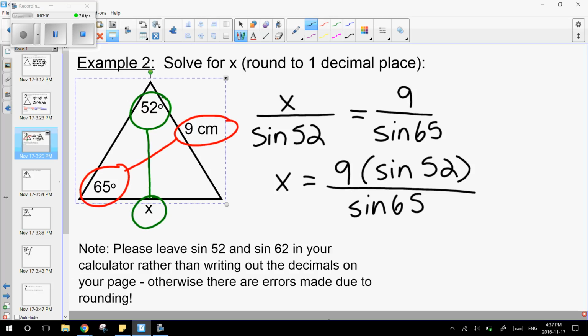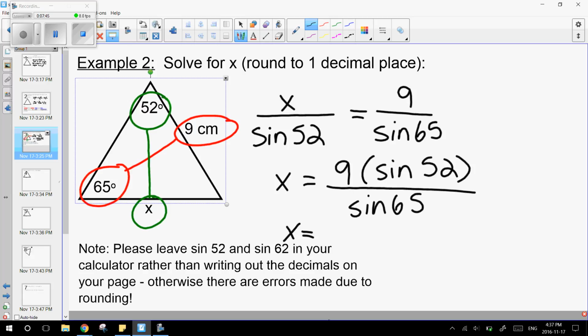So with this note, please make sure that you leave sine 52 and sine 65 in your calculator rather than typing it in your calculator and writing out the decimals. The reason for this is otherwise we're going to have rounding errors, because you're not going to be writing out all the decimal places, or you might make a mistake when you write them out and have to type them back into your calculator. It's better just to do it all at once in your calculator so that there are no rounding errors.